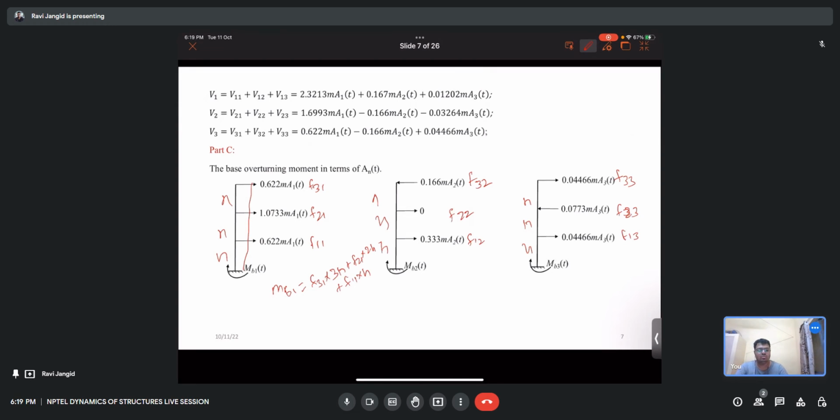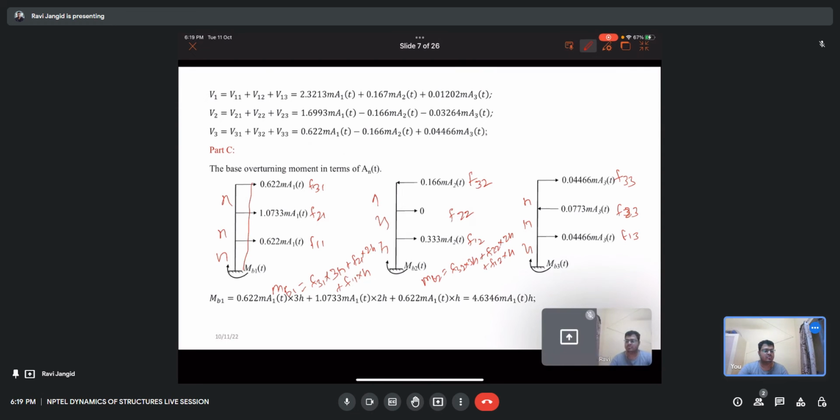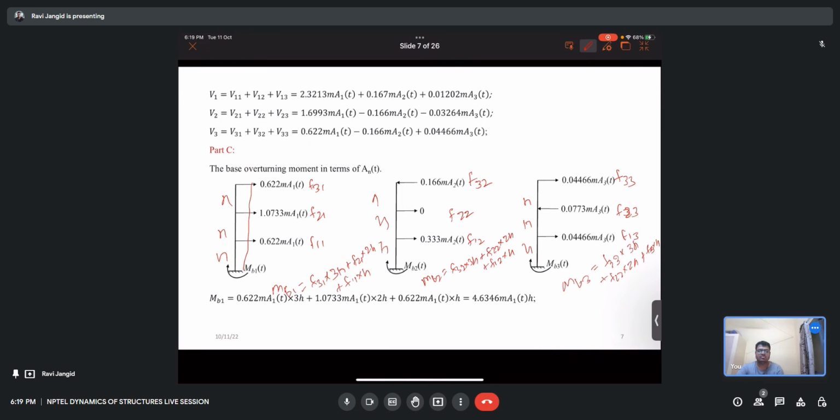Same for the MB2, that would be F32 times 3h, F22 times 2h, F12 times h. Okay, and same for this MB3, F33 times 3h, F22 times 2h, F13 times h. So here is the calculation for MB1: this is your F31, this is your F21, this is your F11. And then after solving this you get the MB1.